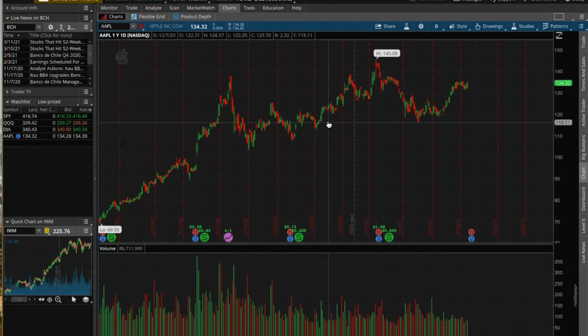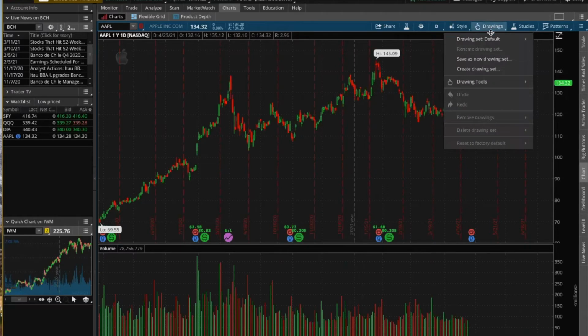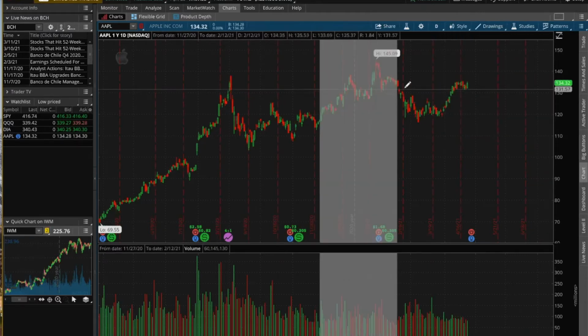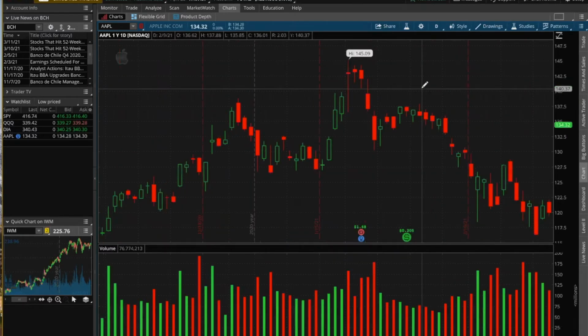Now I'm going to change my drawing tool to zoom in a little bit more. You could see right here, this plus and minus, you can zoom in and zoom out. On this top bar, if you go to drawing tools and click this line, the trend line, it should turn gray, and it should zoom in a little bit.